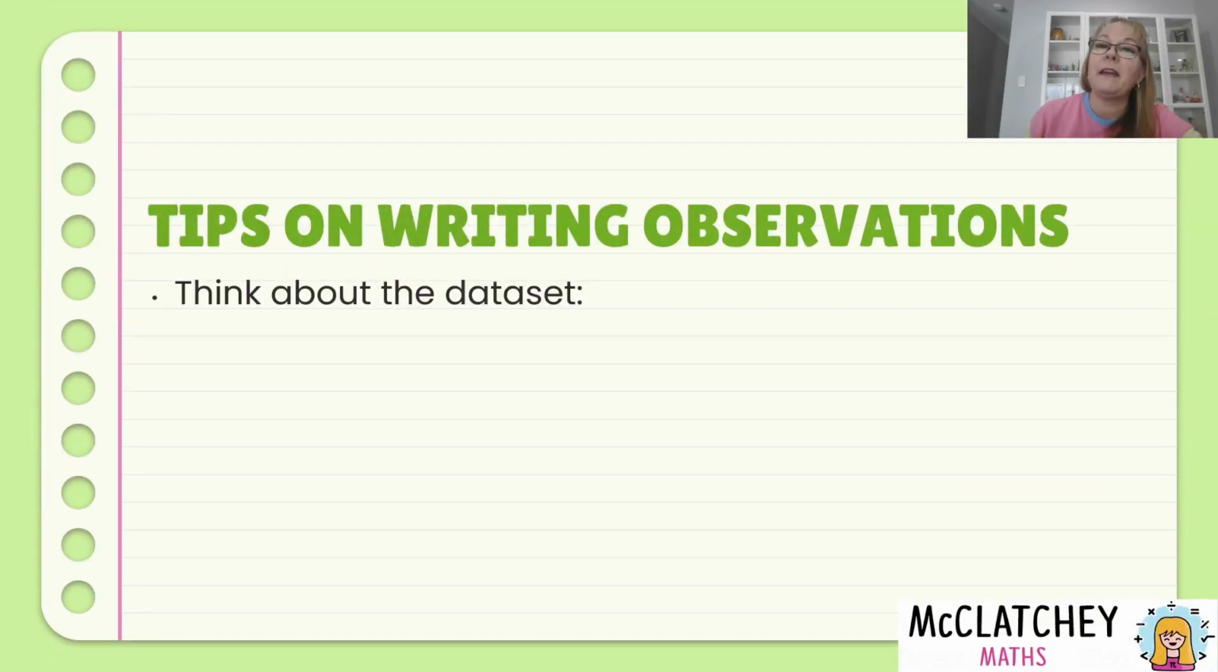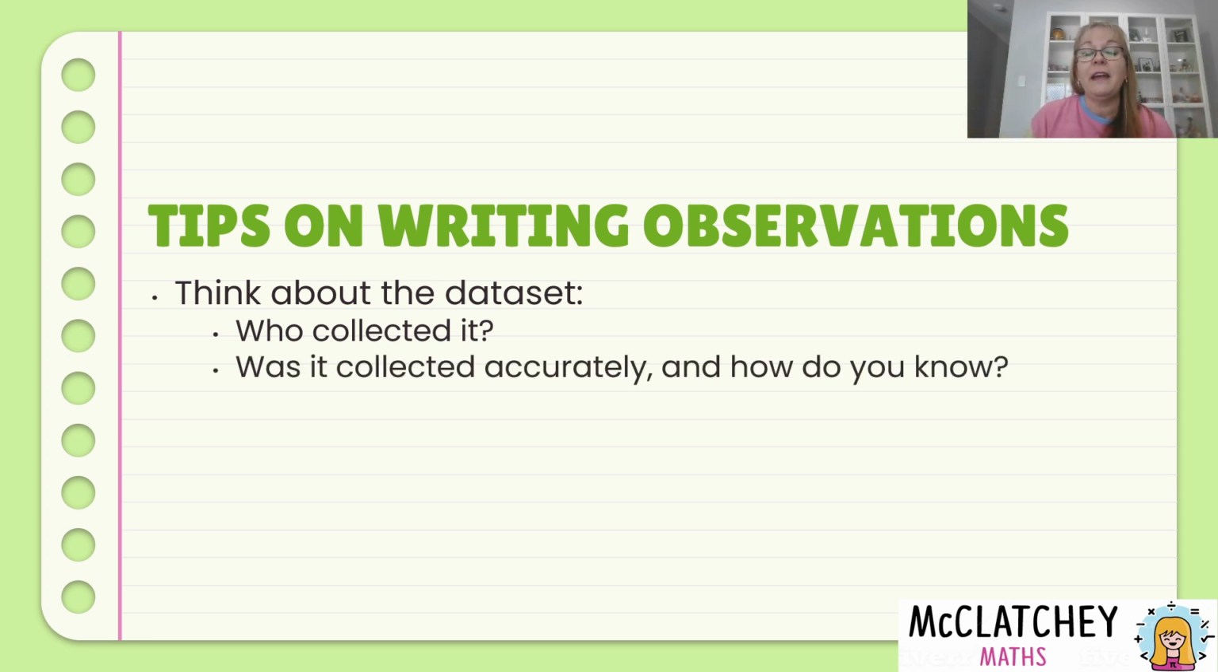Some other things to think about is your data set. For example, think about who collected it. If it was collected by a group of students, then perhaps the more people that get involved in collecting measurements, the more likelihood there's going to be of error. So think about that. Think about, was it collected accurately? Now, how do you know it was collected accurately? Just because your teacher collected it, they might have made the numbers up. They might have used a random number generator to come up with the numbers. So how do you know if it was accurate?